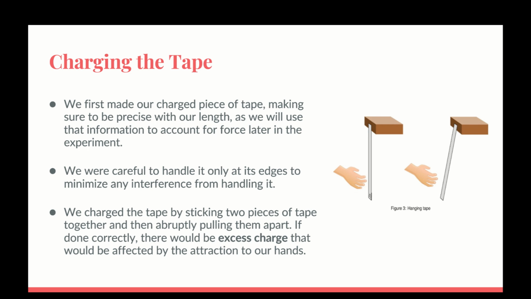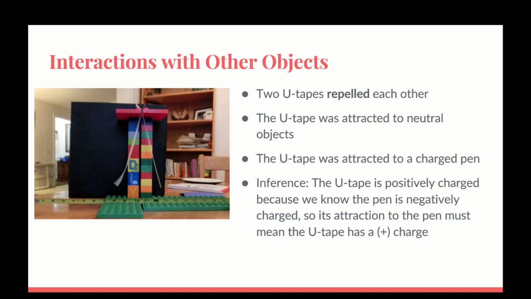We charged the tape by sticking two pieces of tape together and then abruptly pulling them apart. If done correctly, there would be excess charge or deficiency of charge that would be affected by the attraction to our hand. As you can see there in the diagram, the hand will affect the U-tape if it is done correctly.